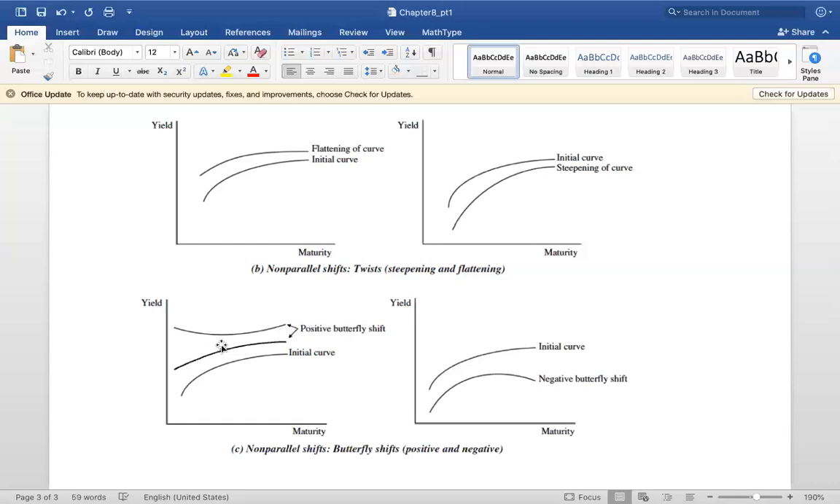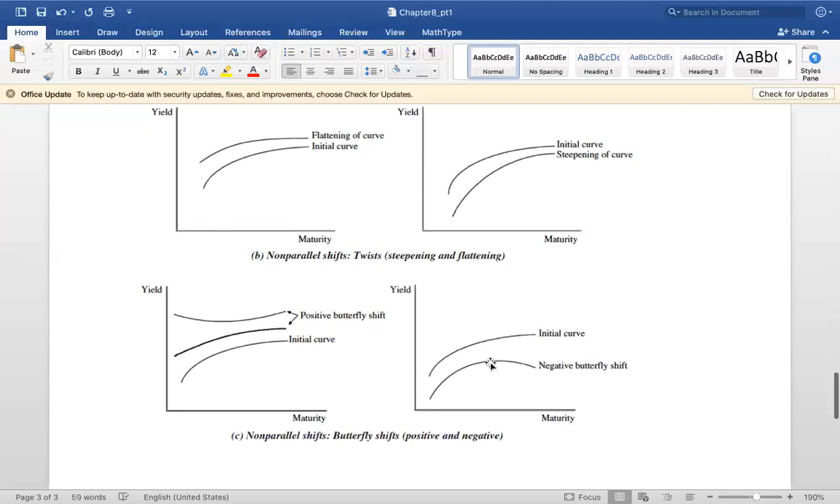Similarly, we call it a positive butterfly shift for the humped curve. Then we have a negative butterfly, which means the yield curve becomes more humped. So for the positive, it becomes less humped. For negative, it becomes more humped. So for a negative butterfly shift, if yields increase, yields in the intermediate maturity sector will increase more than the yields in the short-term and long-term maturity sectors. But if yields are decreasing, they will decrease less for the intermediate sector than the short-term and long-term maturity sectors, just like here. So this is all about the yield curve shifts.